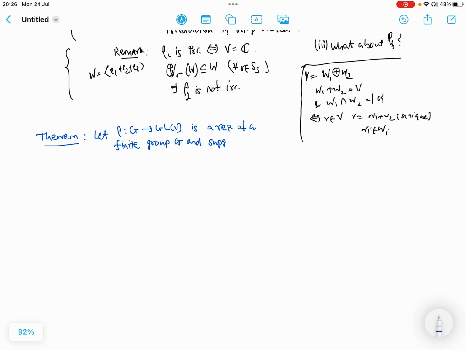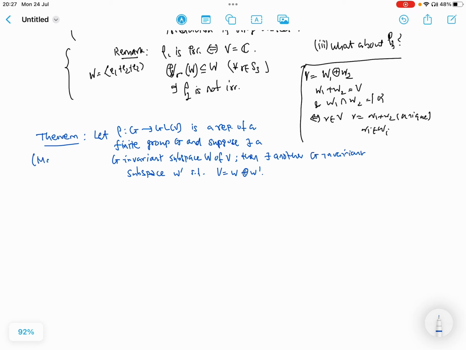and suppose there exists a G invariant subspace W of V, then there exists another G invariant subspace W prime such that V is just the direct sum. So that is the Maschke theorem.